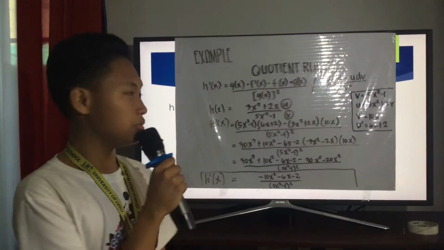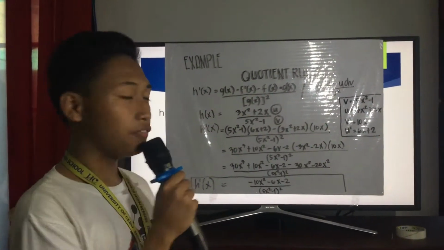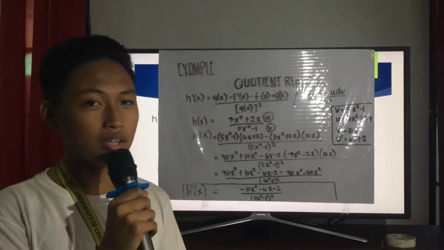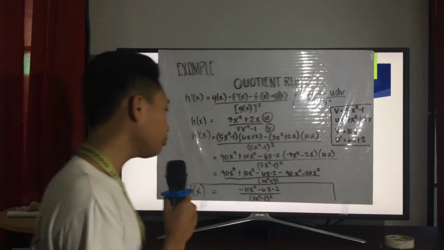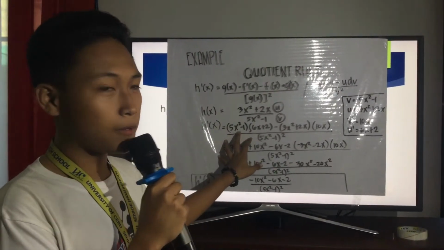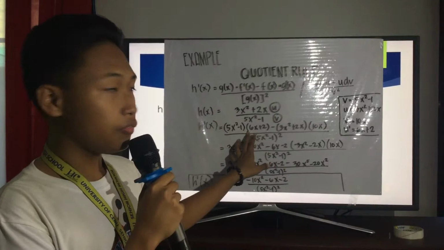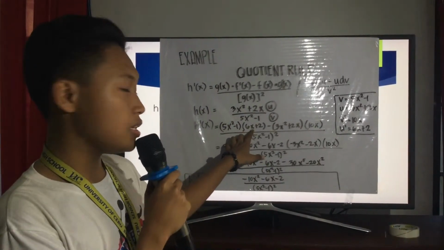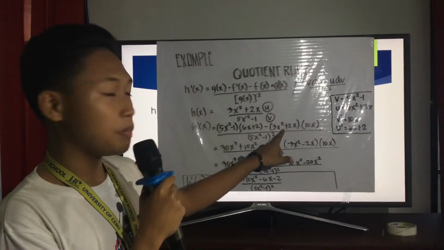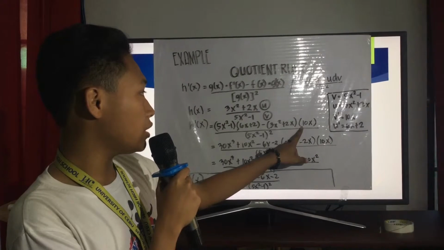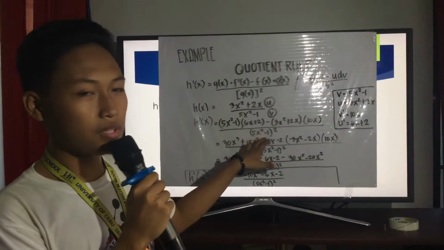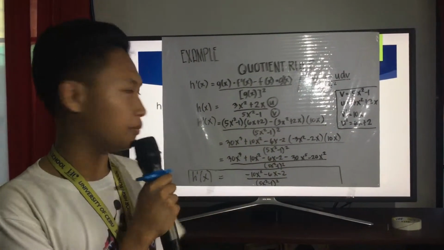h of x is equal to 3x squared plus 2x all over 5x squared minus 1, wherein u is 3x squared plus 2x and v is 5x squared minus 1. First, you have to copy the v, which is 5x squared minus 1, multiplied by the derivative of u. The derivative of u is 6x plus 2. So minus, copy u, which is 3x squared plus 2x, and then multiplied by the derivative of v, which is 10x, all over v squared. Just copy the v and put an exponent.